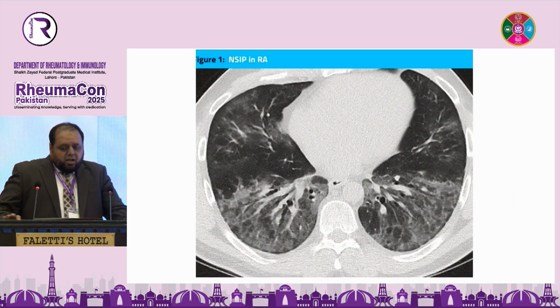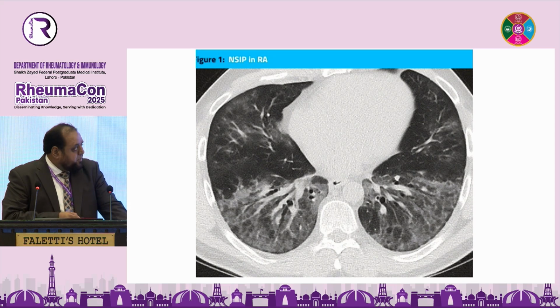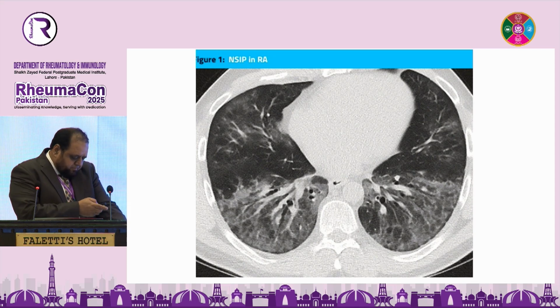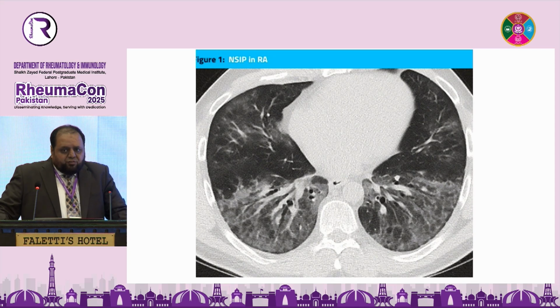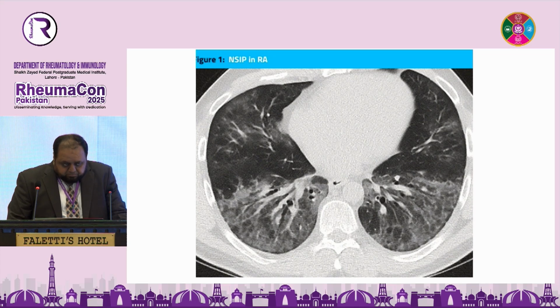So this is a chest CT, which is basically showing NSIP pattern, which shows ground glass opacification, reticulation, interseptal thickening. So this is NSIP pattern with predominance of ground glass opacification. Seeing this pattern is very important for treatment, it is necessary to understand it.